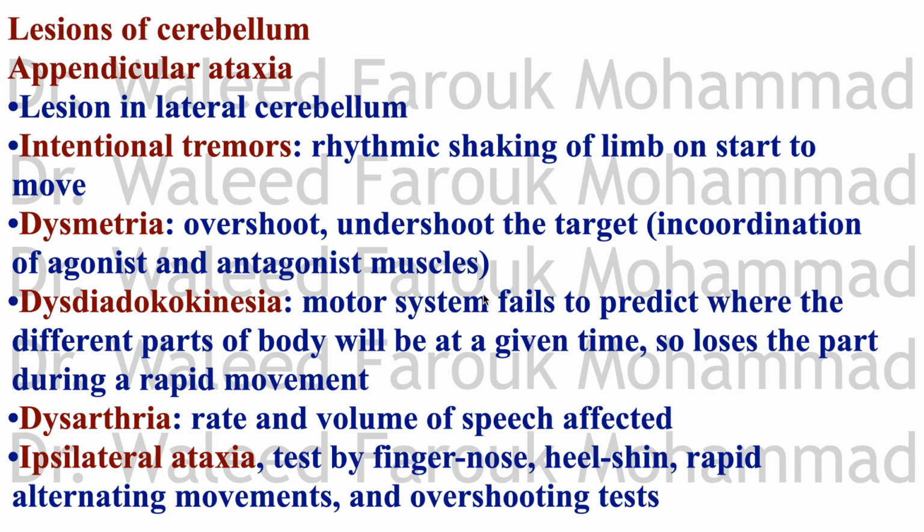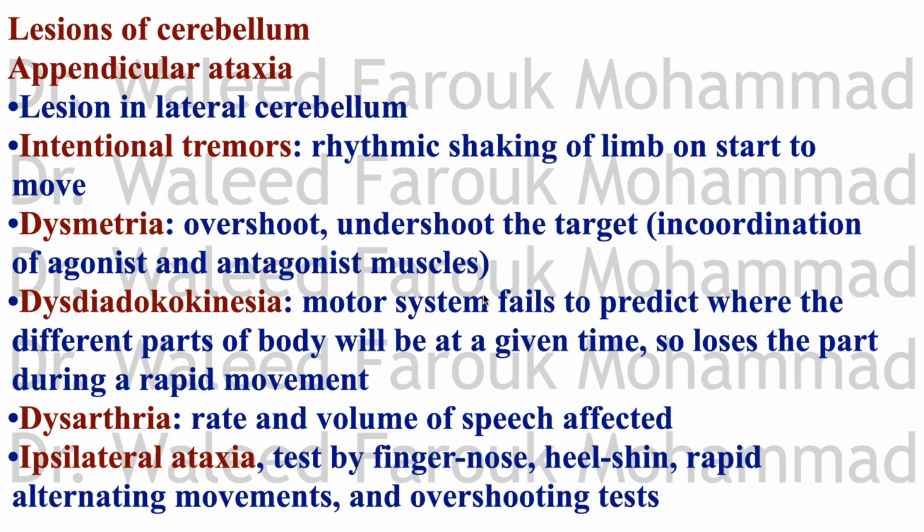Some of the lesions of the cerebellum: appendicular ataxia. It involves a lesion in the lateral cerebellum. There are intention tremors, a rhythmic shaking of the limb at the beginning of the movement. Dysmetria means overshooting or undershooting the target, because there is incoordination of agonist and antagonist muscles. Dysdiadochokinesia: the motor system fails to predict where different parts of the body will be at a given time during a complex movement, so it loses the part during a rapid movement.